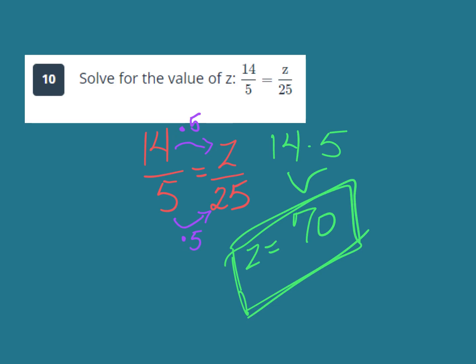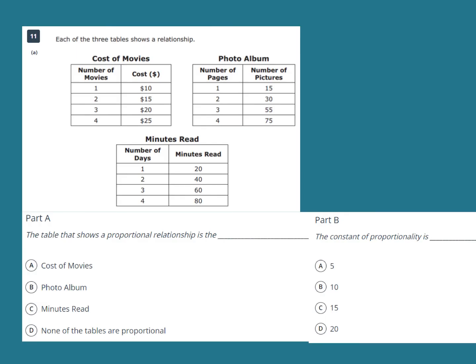Next, moving right along, we have each of these 3 tables shows a relationship. The table that shows a proportional relationship is the cost of movies, the photo album, the number of minutes read, or none of them. Ooh. That always makes me nervous when they give me none of them as an option, right? Because what if I do all wrong? Well, let's see what happens.